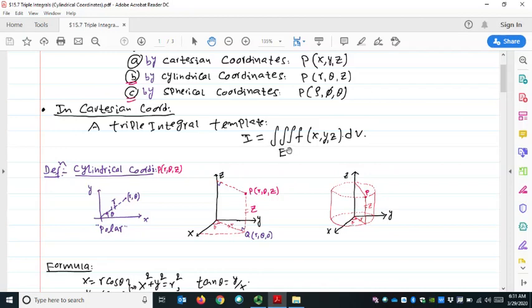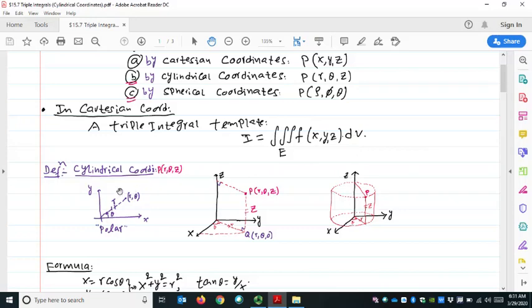So now in this section we want to rewrite our triple integrals using cylindrical coordinates. That means we want to find the representation of x in cylindrical coordinates, the representation of y, the representation of z, and at the same time we will find a volume element in cylindrical coordinates.